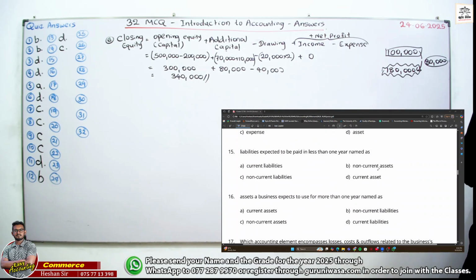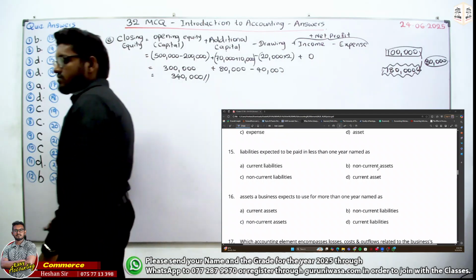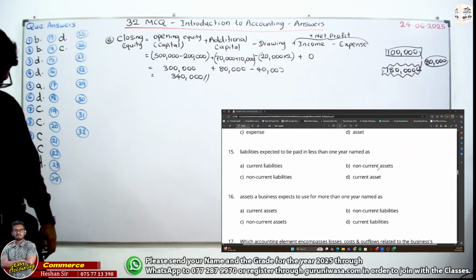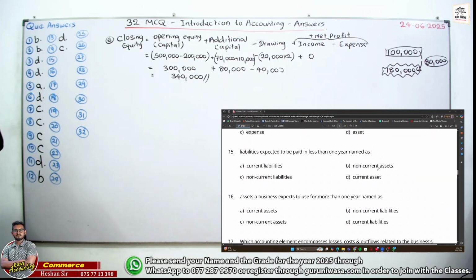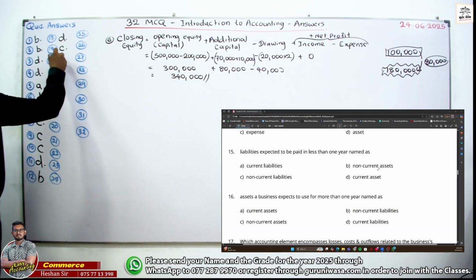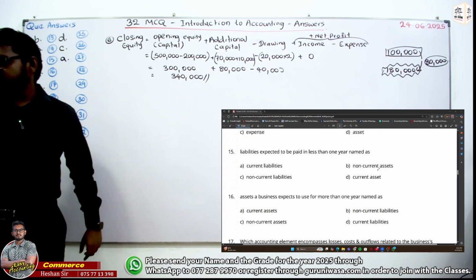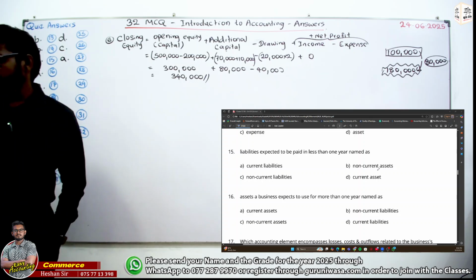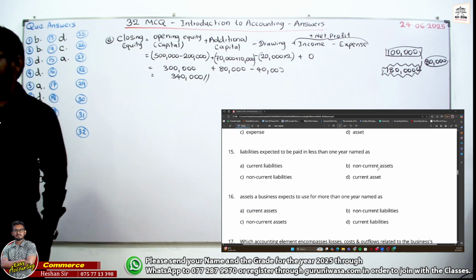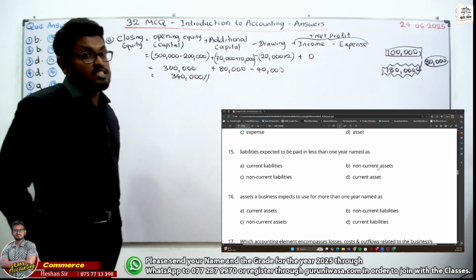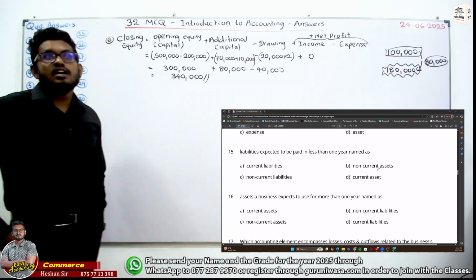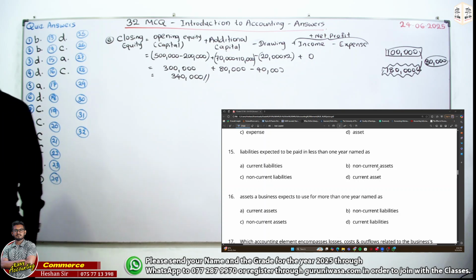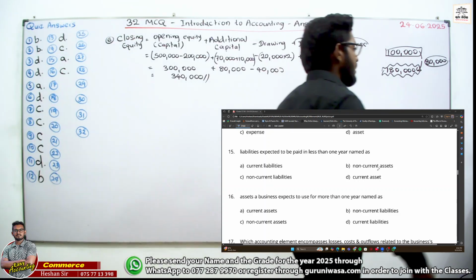A liability expected to be paid in less than 1 year is named as what? Any answer? Current liabilities. Very good. Answer A. An asset a business expects to use for more than 1 year is named as? Current asset? More than 1 year, non-current asset. See, if we expect to use any asset for more than 1 year, it is a non-current asset.